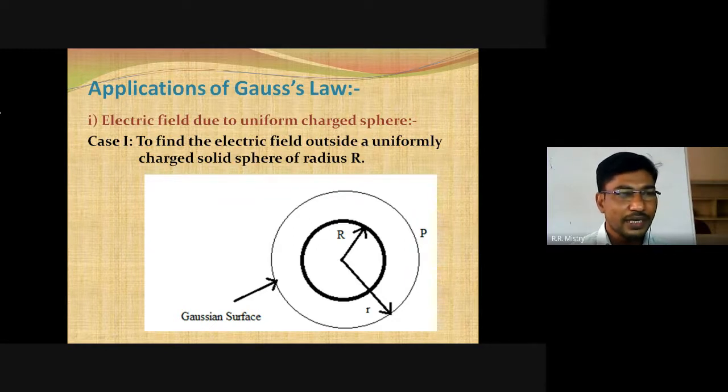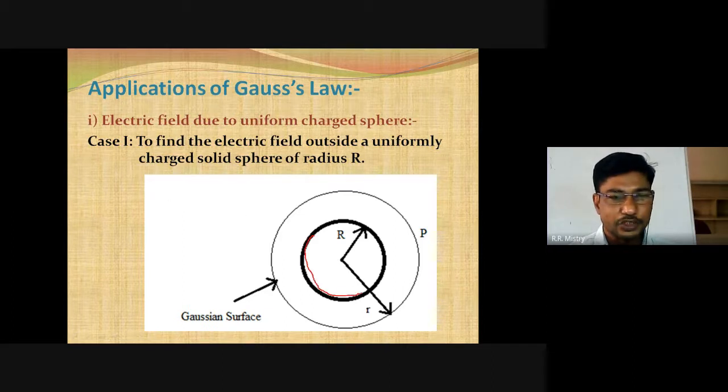There are three cases. One is outside the sphere, second is on the sphere, and third is inside the sphere. In the first case, I will discuss how to find the electric field outside a uniformly charged solid sphere of radius capital R. We have to draw this.